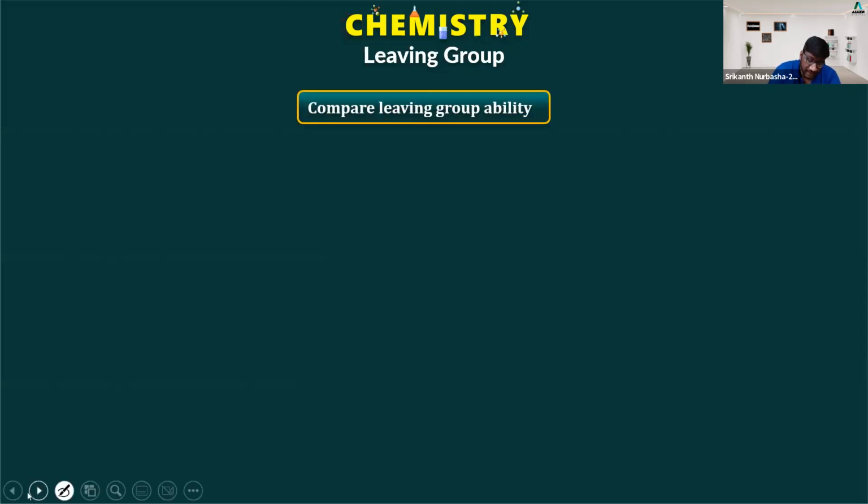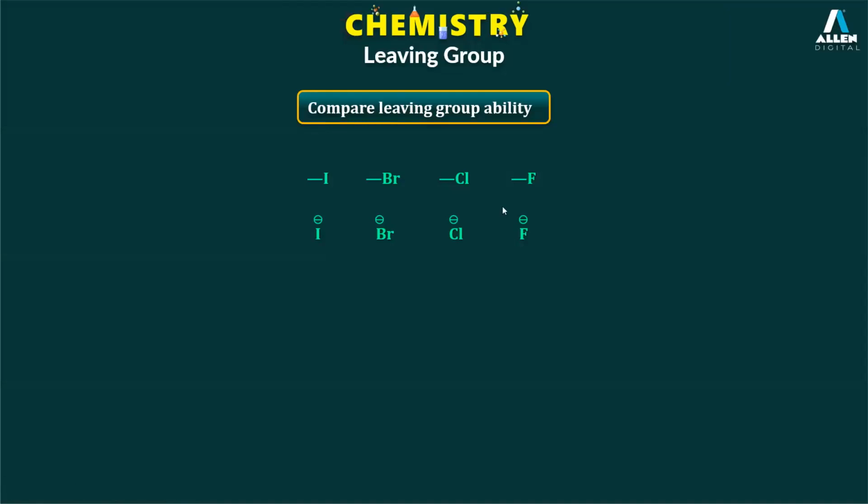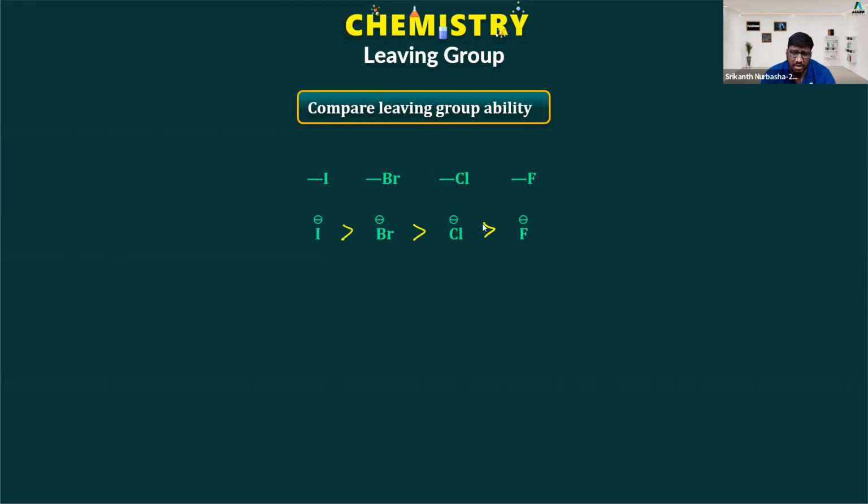Comparing leaving group ability, iodine, bromine, chlorine and fluorine are connected to some carbon atom. I minus is lost, Br minus, Cl minus, F minus. Which is a good leaving group? I minus. Why? Because its size is large. The carbon-iodine bond is going to be a weaker bond due to poor overlapping. So I minus is a better leaving group than Br minus, then Cl minus, then F minus. Right? Very good.